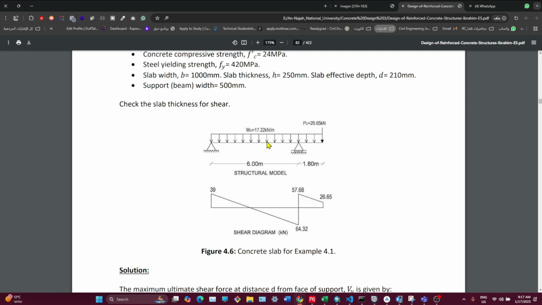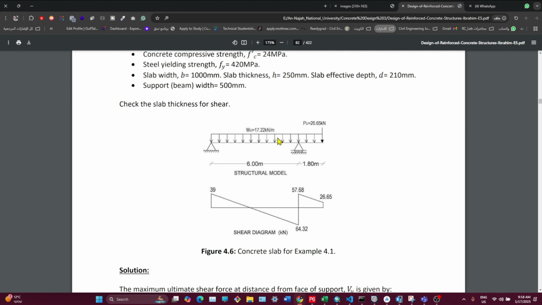So we have this beam, for example, that has b equal to 1 meter and h equal to 25 centimeters, with a span of 4.25 meters, and we have w ultimate. The w ultimate now is 17.22 kilonewton per meter. So it's just like a beam, not kilonewton per square meter. Why? Because we take a strip of 1 meter.